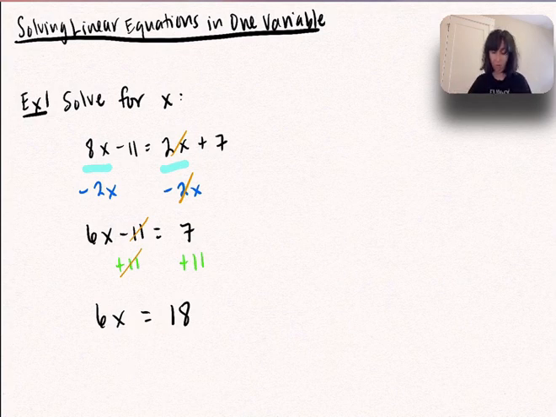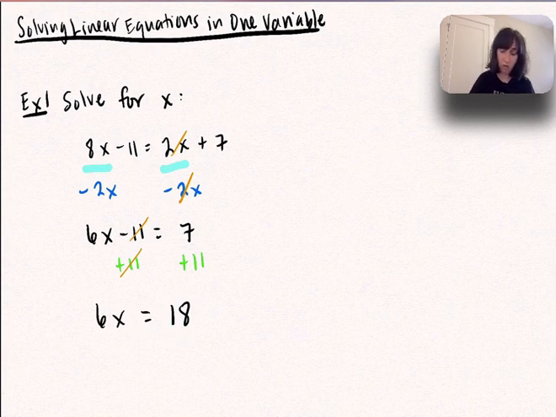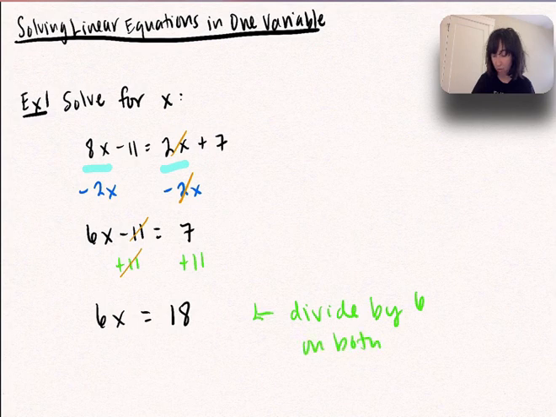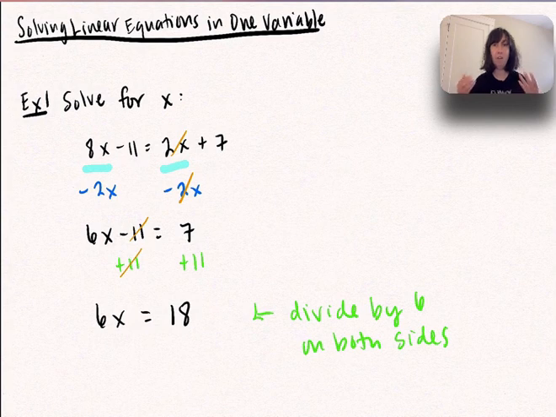Okay, now at this point we have 6 times x equals 18, and we want to just have x equals something. So there's this other property of algebra that says that if the two sides of an equation are equal, you can divide both sides by the same thing. So what I'm going to do is divide by 6 on both sides. I can't just do it on one side, because then they won't have equal weight anymore. You have to keep them equal by dividing on both sides.